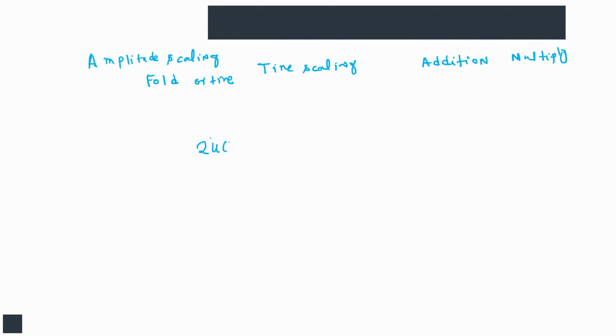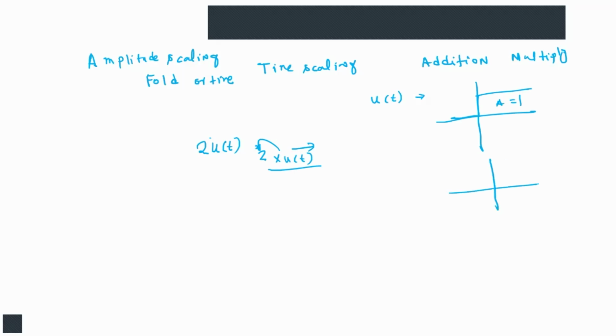Suppose I have a unit step signal and I want to change its amplitude. So I'll multiply by 2, giving 2 u of t. What u of t normally represented was a magnitude equal to 1, A equal to 1. If I multiply 2 into u of t, this outside the parenthesis only changes the magnitude of the signal. A will be equal to 2, and the rest of the signal remains the same. So basically this is the meaning of amplitude scaling of any signal.